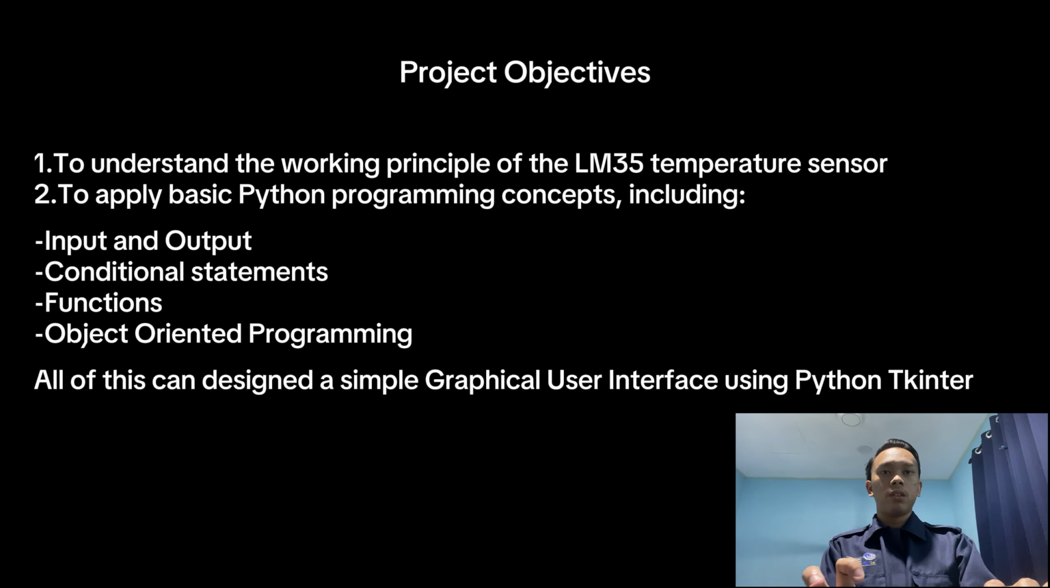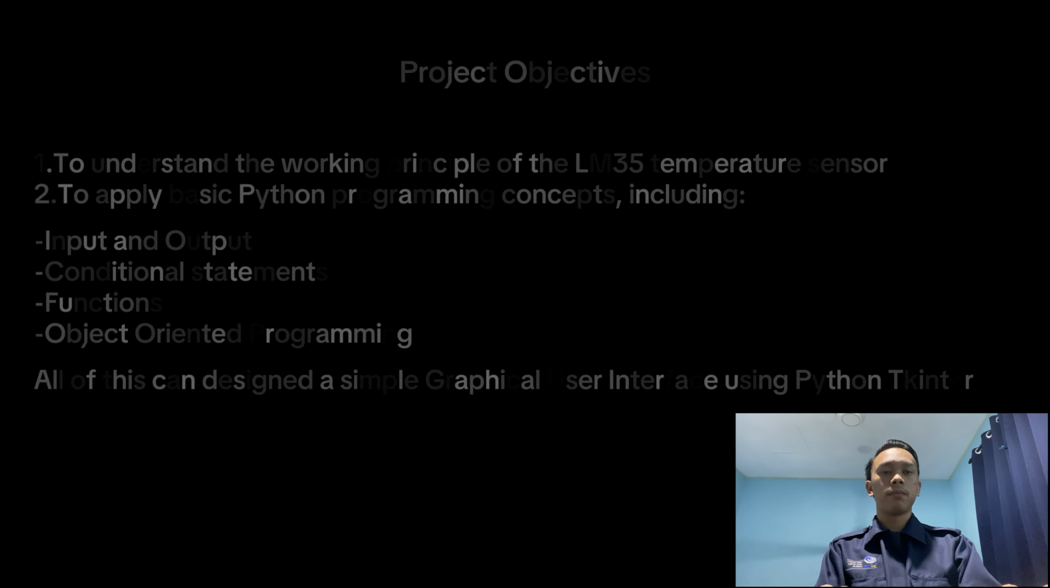Project objective. The objectives of this individual project are two. First, to understand the working principle of the LM35 temperature sensor, and second, to apply basic Python programming concepts including input and output, conditional statements, functions, object-oriented programming, and to design a simple graphical user interface (GUI) using Python Tkinter.